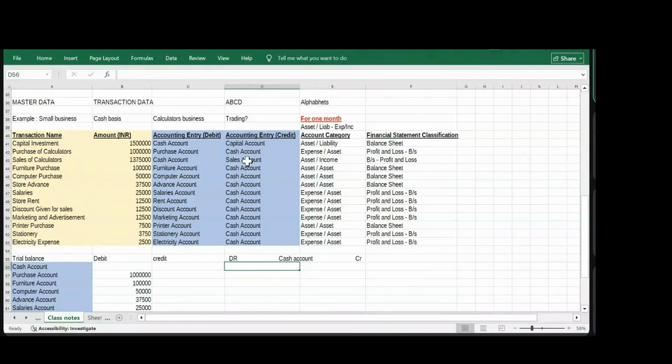Where all is cash debited? Correct? Capital. That is capital. Instead of that, I'm just taking the amounts. Wherever cash is debited, wherever cash is here. So cash is there and cash is Sales here. Sales. Wherever it is credited, Purchase. Furniture.